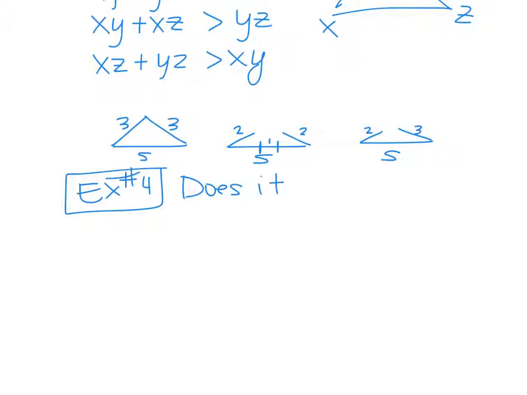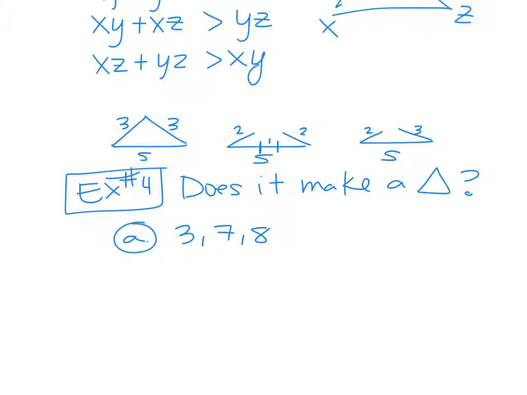Does it make a triangle? Okay, so that's our question here. Is this set of numbers going to make a triangle? So if I give you the numbers 3, 7, and 8, can you make a triangle using those numbers?